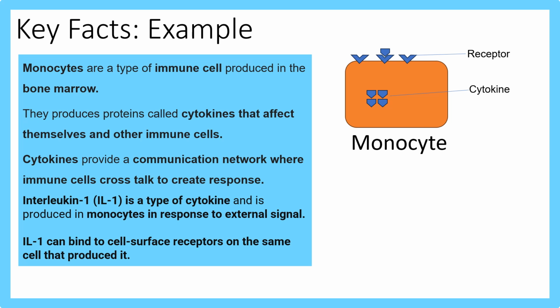One of the types of cytokines is interleukins. Today we're going to specifically talk about a particular interleukin, which is interleukin 1. Interleukin 1 is produced in monocytes in response to an external signal, and it can bind to the cell surface receptors on the same cell that produces interleukin 1. Here we have an image of the monocyte, and the cytokine is able to bind to the receptor that is found on its cell surface.